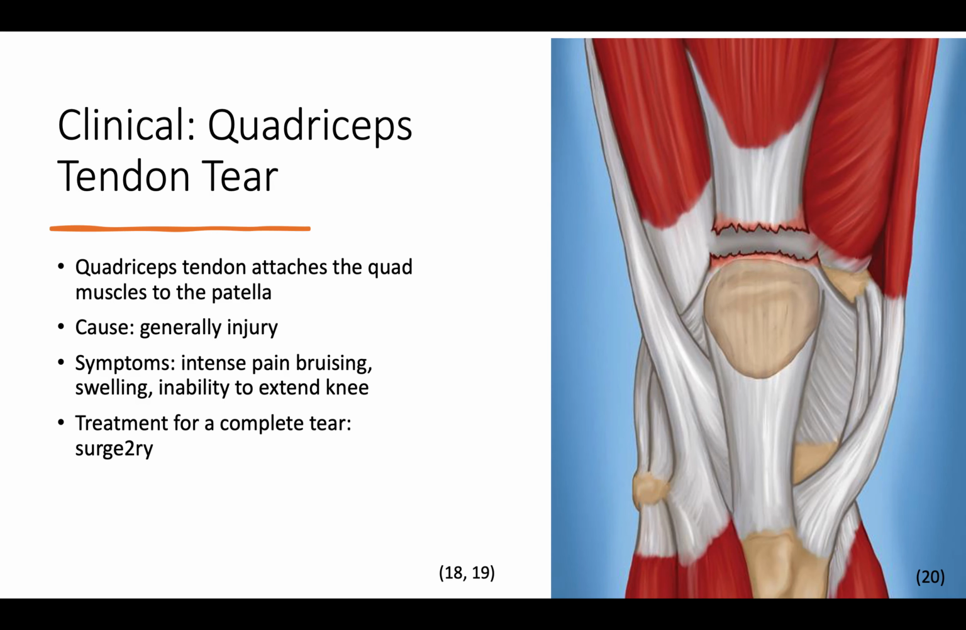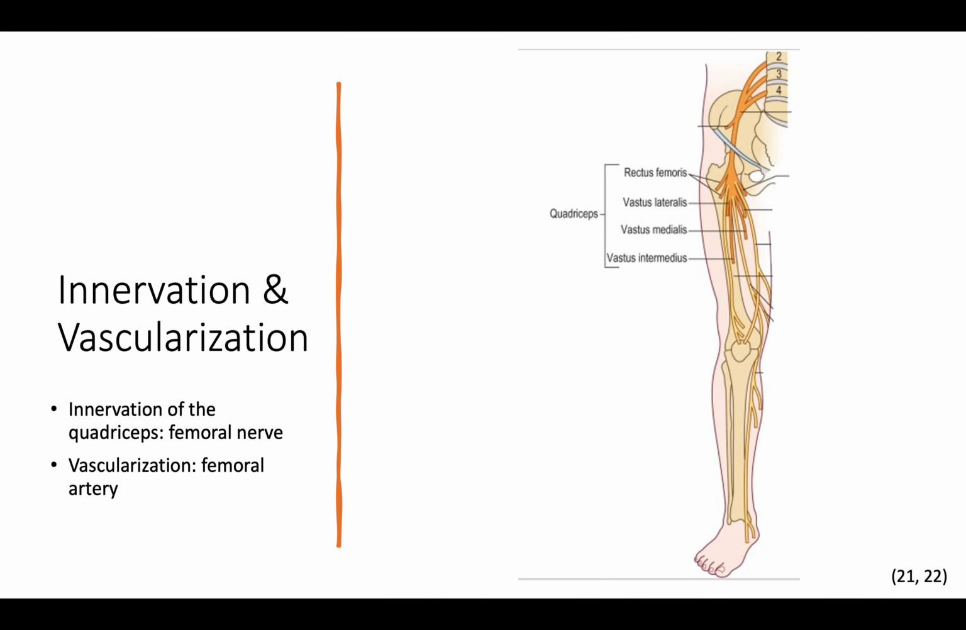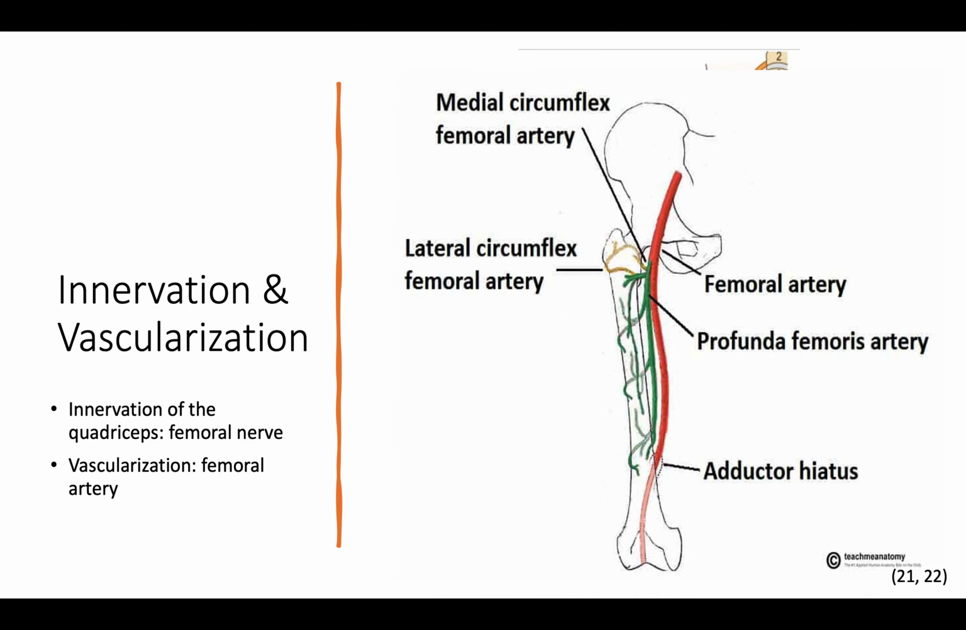The quadriceps tendon can tear, generally during injury. Symptoms include intense pain, bruising, swelling, and an inability to extend the knee. Treatment for a complete tear usually involves surgery. The quadriceps muscles are easy to remember because they are all innervated by the femoral nerve. They are vascularized by branches of the femoral artery.